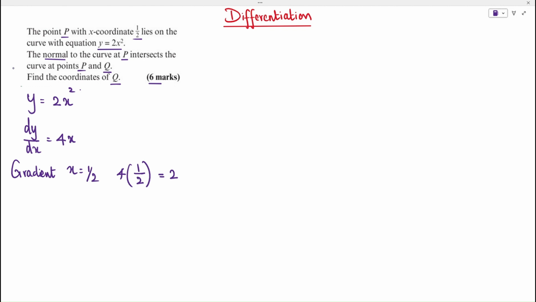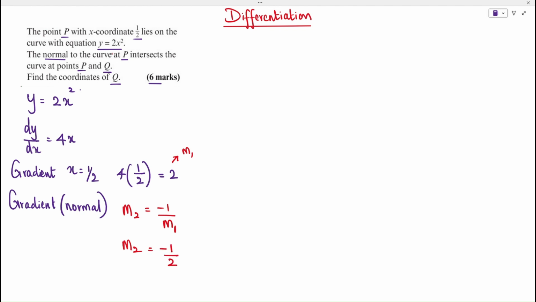And so we have to find the gradient of our normal now, and our normal is perpendicular to our tangent. So the gradient of our tangent here we've calculated as 2. And the gradient of our normal can be found by using the equation m2 is equal to minus 1 over m1. Since m1 is just a nice whole number, we can substitute that straight in. So the gradient of our normal is equal to minus 1 over 2.